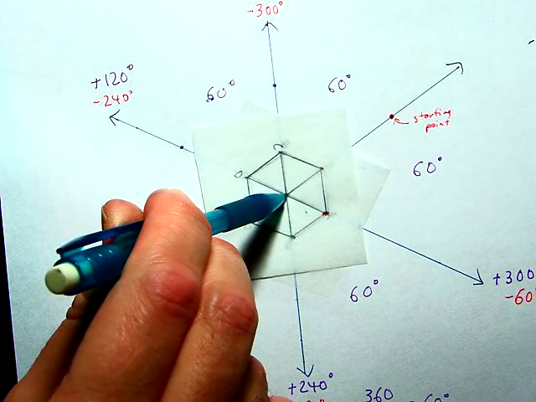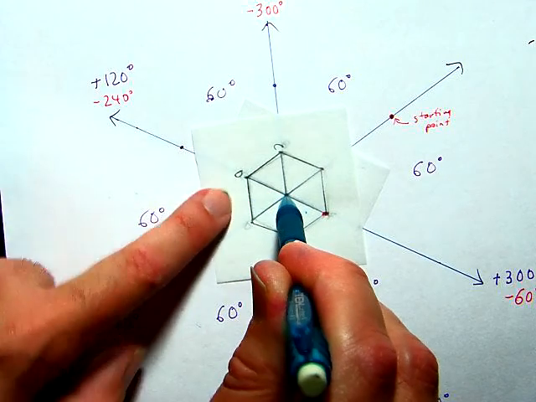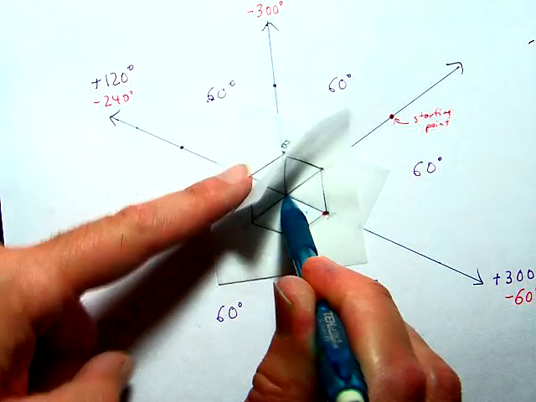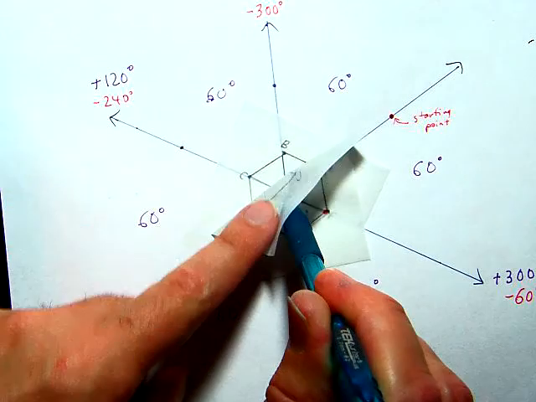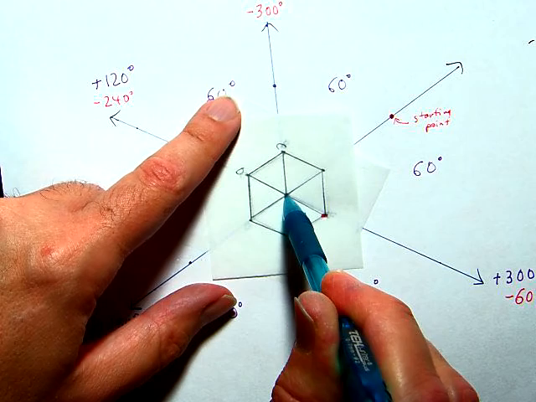Okay, and we've got to see what CD rotated into. CD is up here. CD rotated into BC. So you'll see that as BC underneath it. So CD rotated into BC.